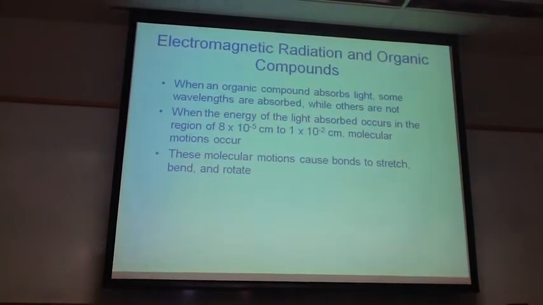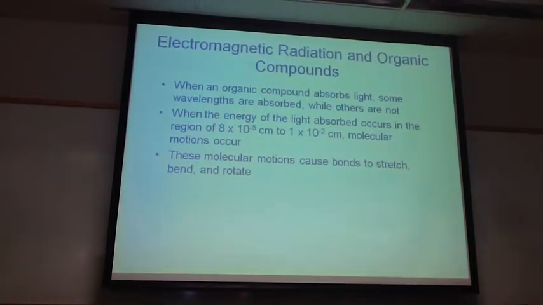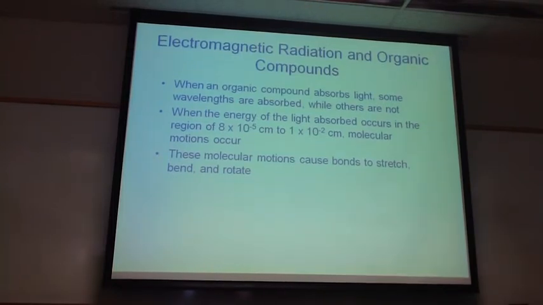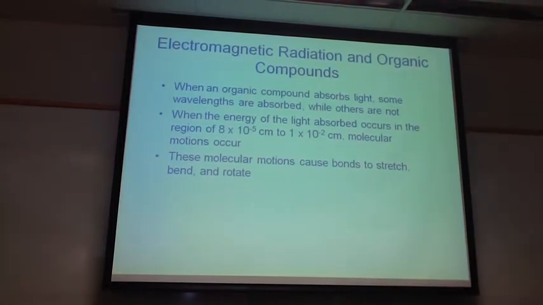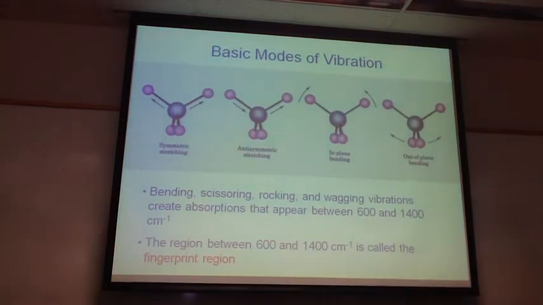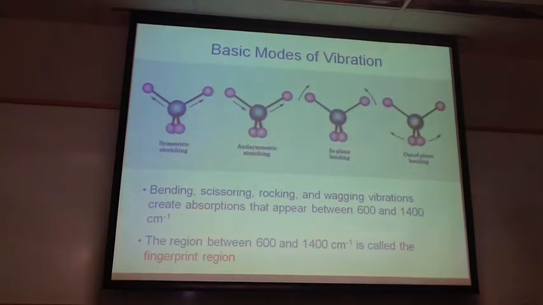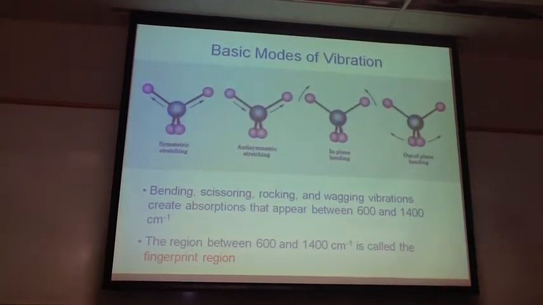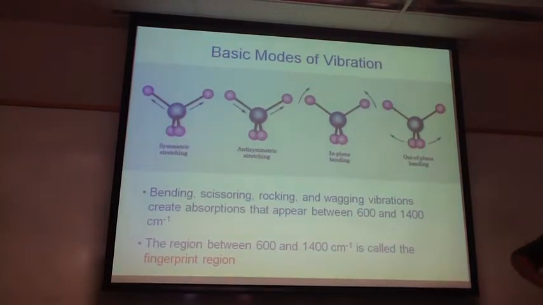Like I mentioned, for IR, our molecules will absorb the energy, and the bonds between the atoms will either start to stretch, bend, or rotate. Some of the things that happen are symmetric stretching, antisymmetric or asymmetric stretching, in-plane bending, and out-of-plane bending. Based on how much energy is required, you'll see different strengths of signals.